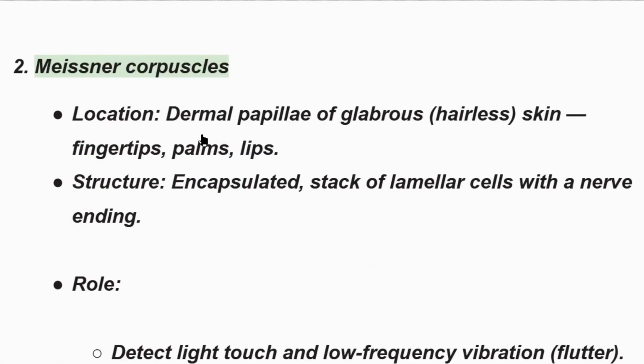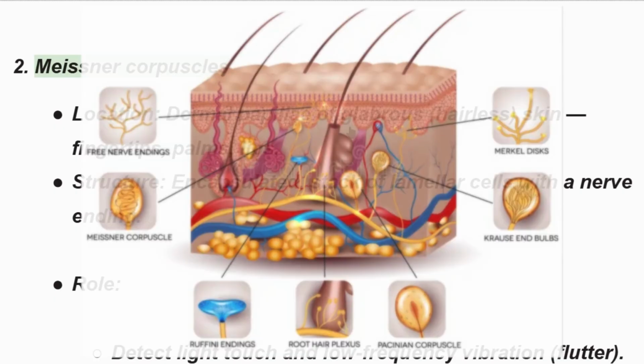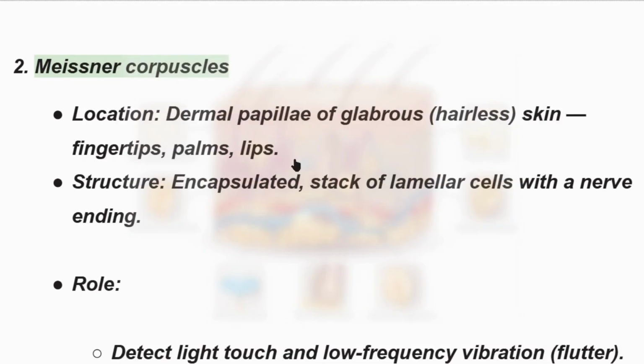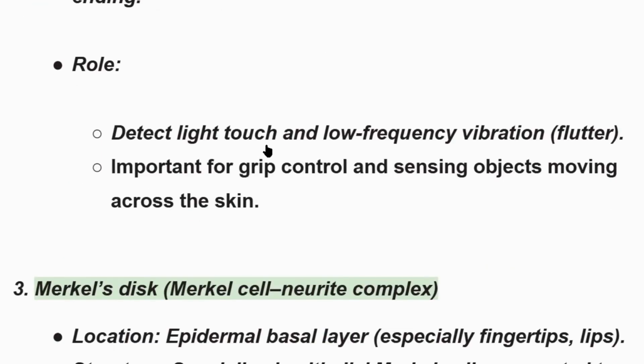The second one are Meissner corpuscles. The location of Meissner corpuscles is the dermal papilla of glabrous or hairless skin, fingertips, palms, and lips. The structure of Meissner corpuscles: they are an encapsulated stack of lamellar cells with a nerve ending. And the role of them is to detect light touch and low frequency vibration or flutter, which is important for grip control and sensing objects moving across the skin.